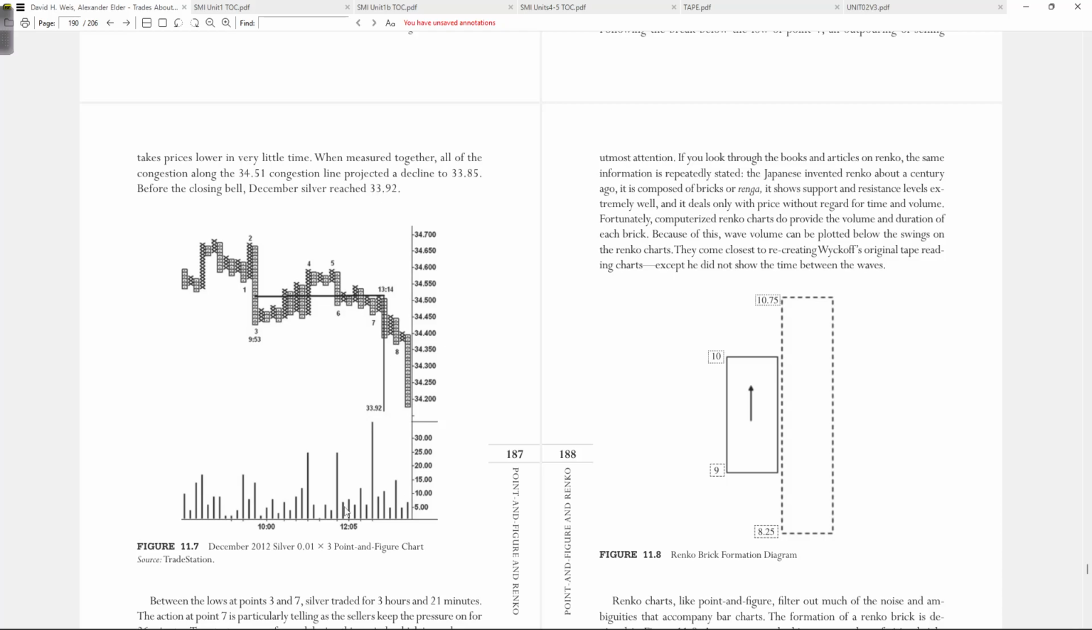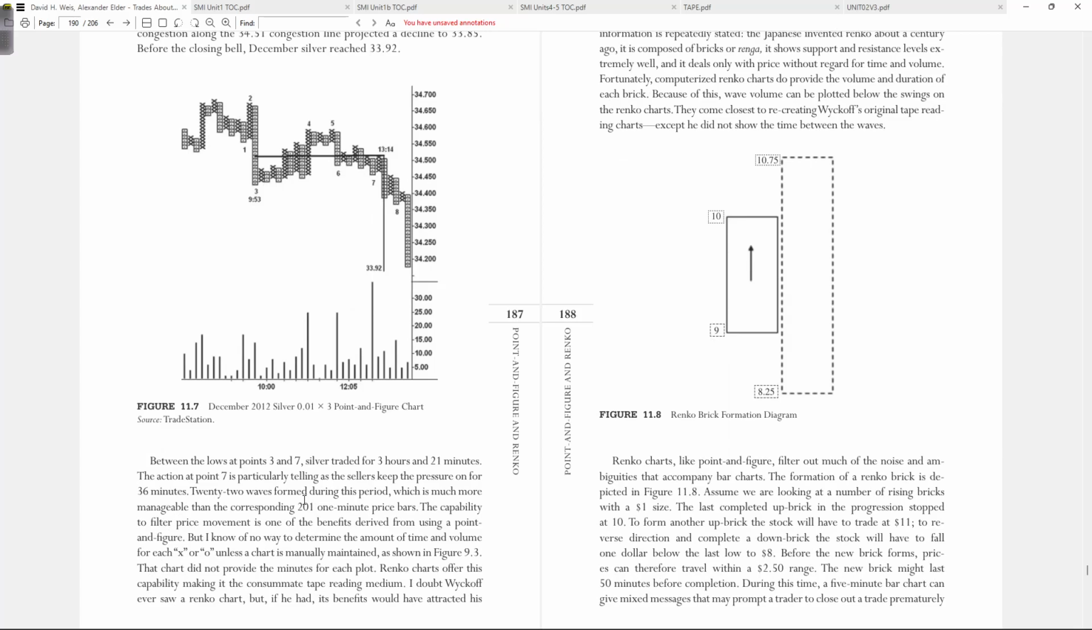33.92. Between the lows at points 3 and 7, silver traded for 3 hours and 21 minutes. The action at point 7 is particularly telling as the sellers keep the pressure on for 36 minutes. 22 waves formed during this period, which is much more manageable than the corresponding 201 1-minute price bars.